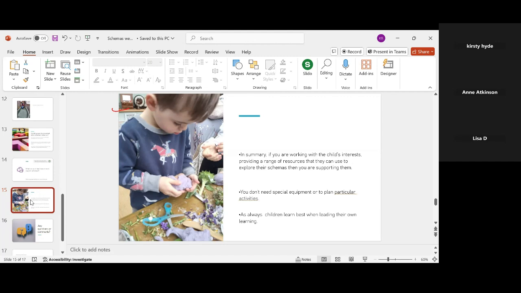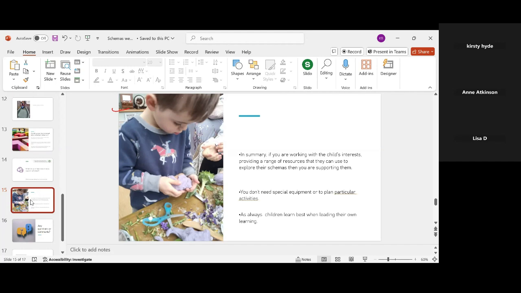So I wouldn't worry about getting hung up on the different types of schema. I just really felt I had to include that so we could see what we mean sometimes by those different types. But really, all we need to think is, is this child exhibiting a repeated pattern of behaviour? If so, how can I support it? That's super easy. Provide lots of bits of old paper. That's the easiest thing to support ever, isn't it, really?